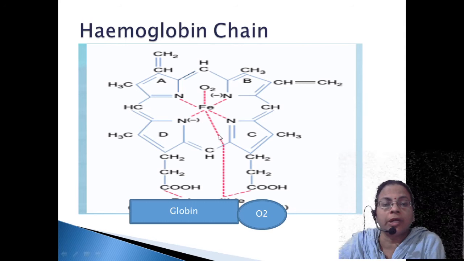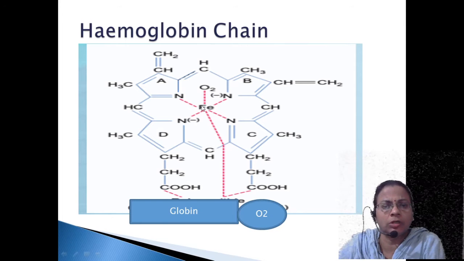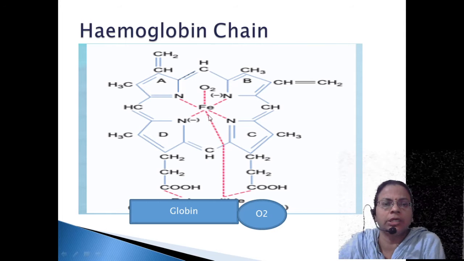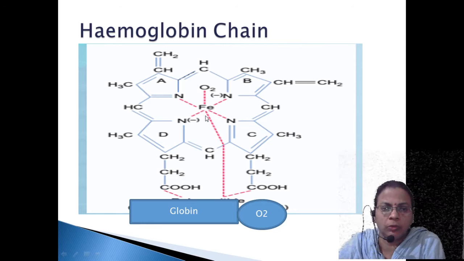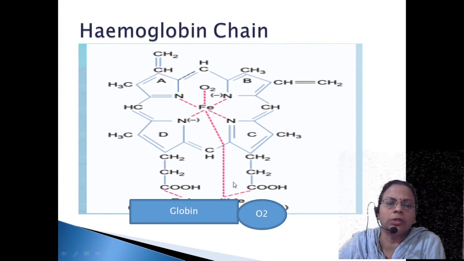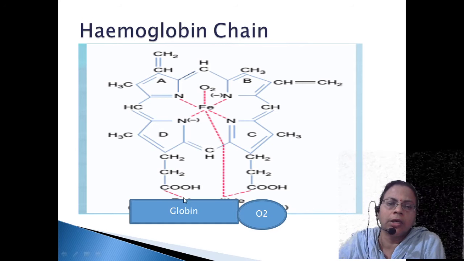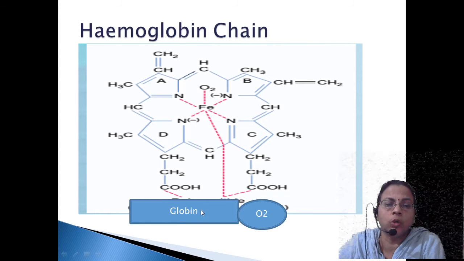So 4 pyrrole rings, and in the center there is an iron group. Held together, we will call it a porphyrin ring. We need not go deep into that, but I am giving you an idea, because iron is an important component for the proper formation of hemoglobin. This is the heme alone, the iron-containing heme part, and that is combined to a protein part called globin. So heme plus globin forms a hemoglobin chain.